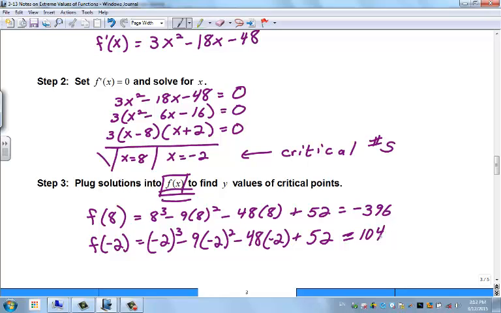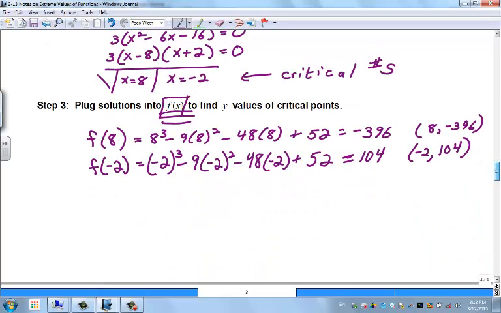Now if you put your f of x function, your original function, into your calculator and go to the table, set up your table so that it asks you for values and plug in 8 and negative 2, then the y values it will spit out will be negative 396 and 104. Okay, so our points are 8, negative 396, and negative 2, 104. So once we have those values, we've found the critical points, which is all we had to do for this particular problem.